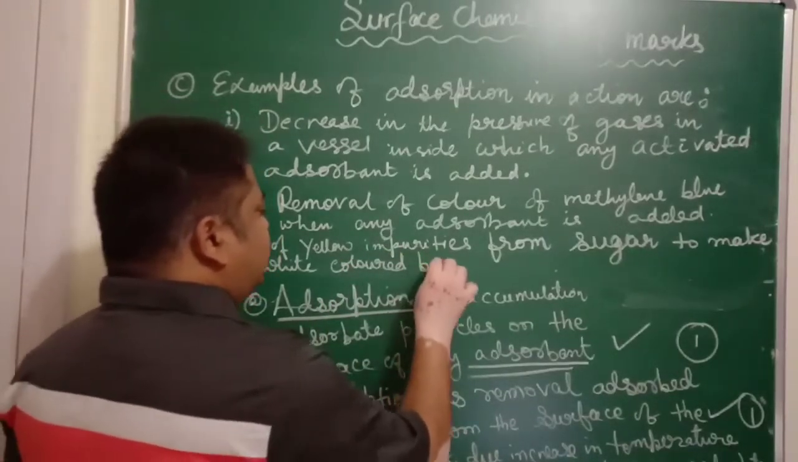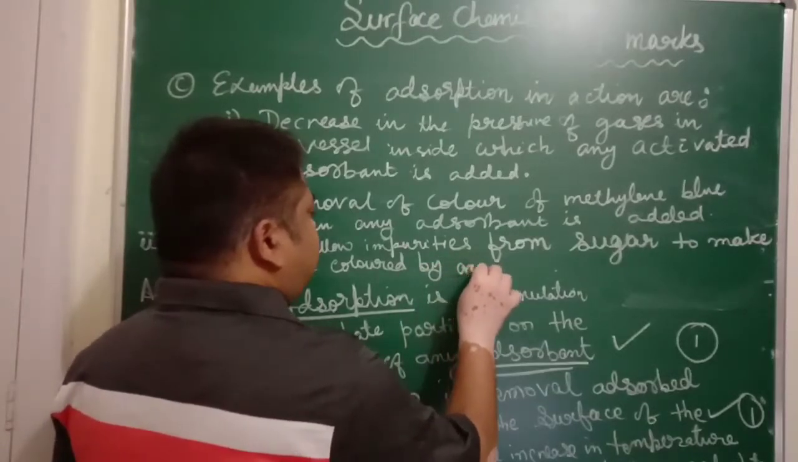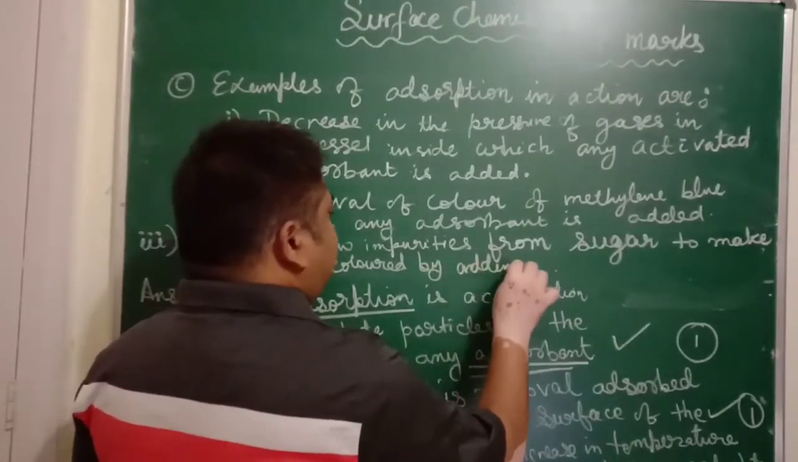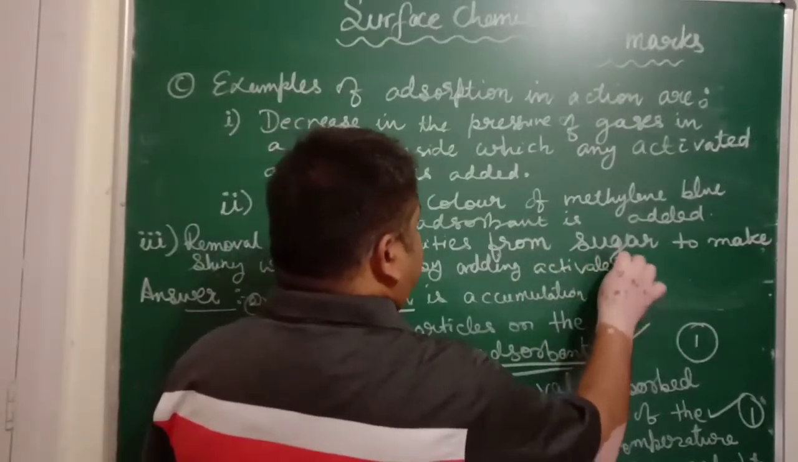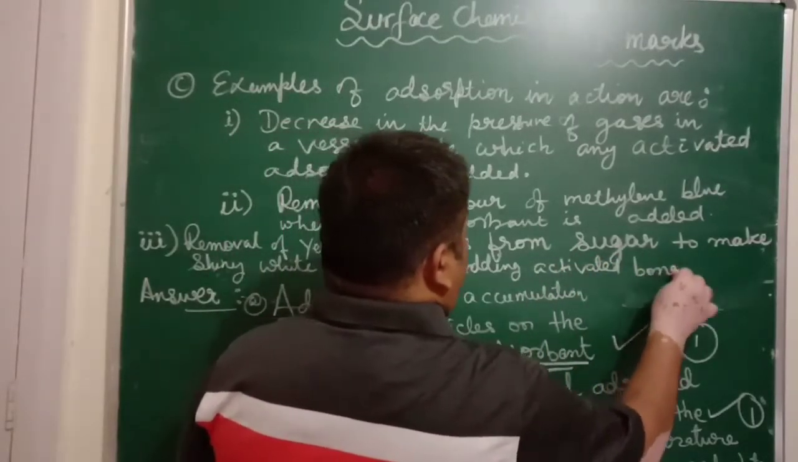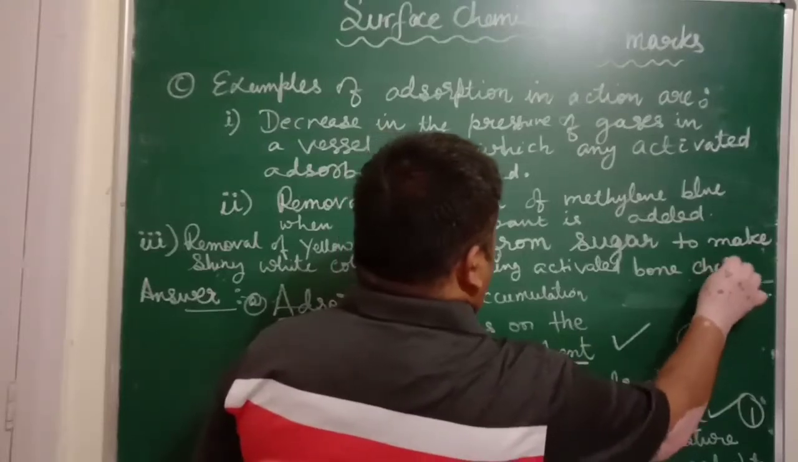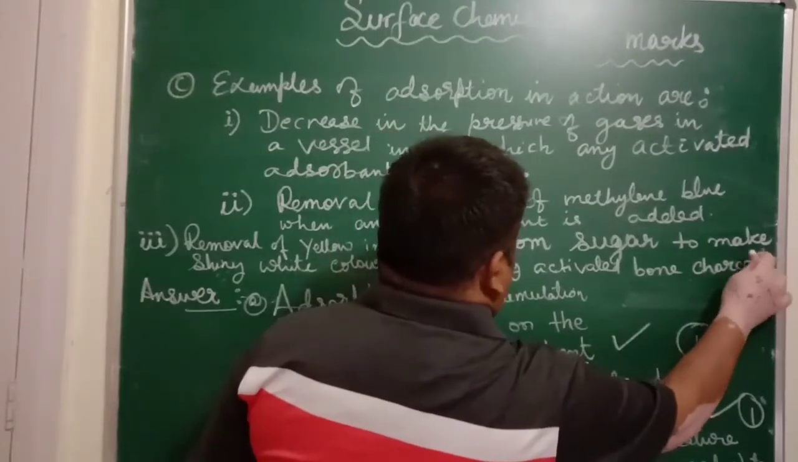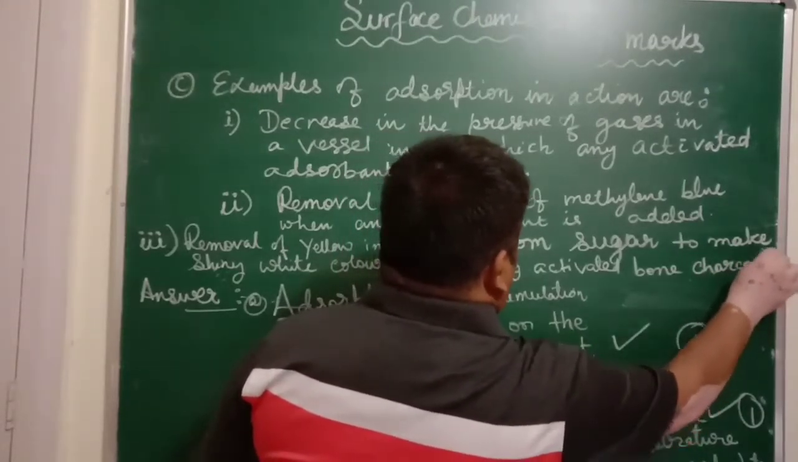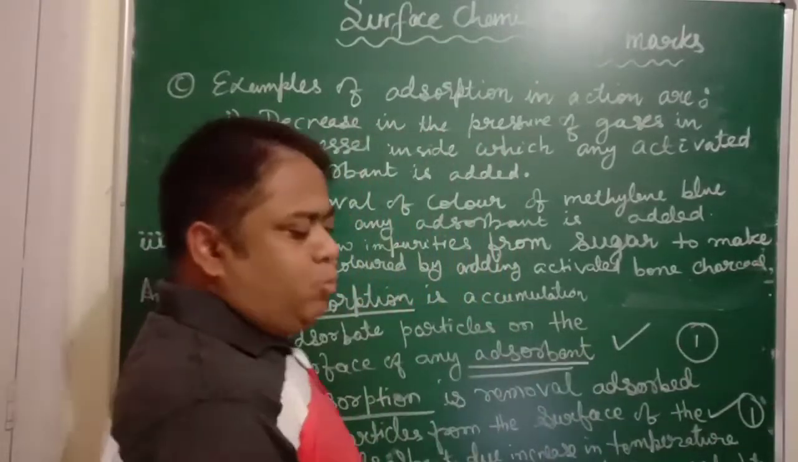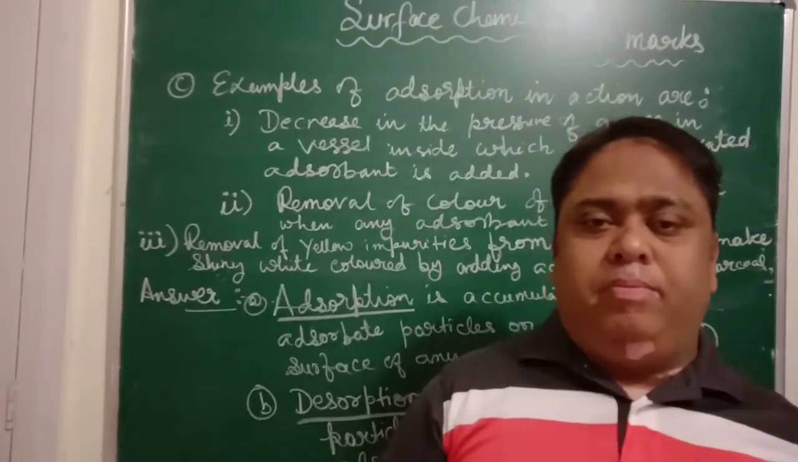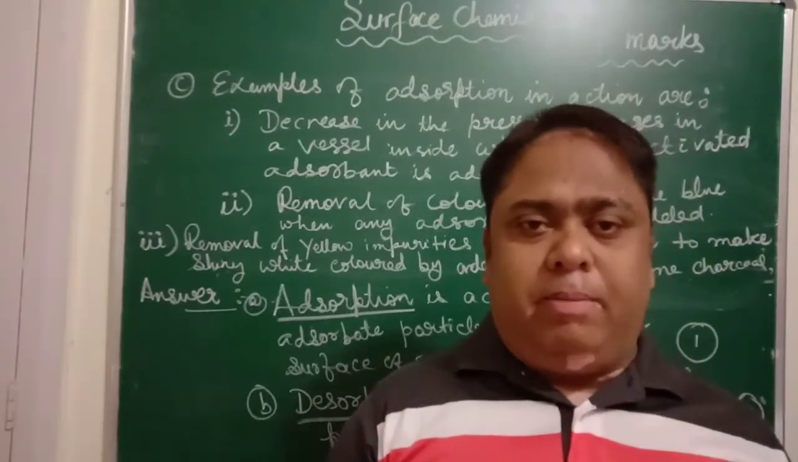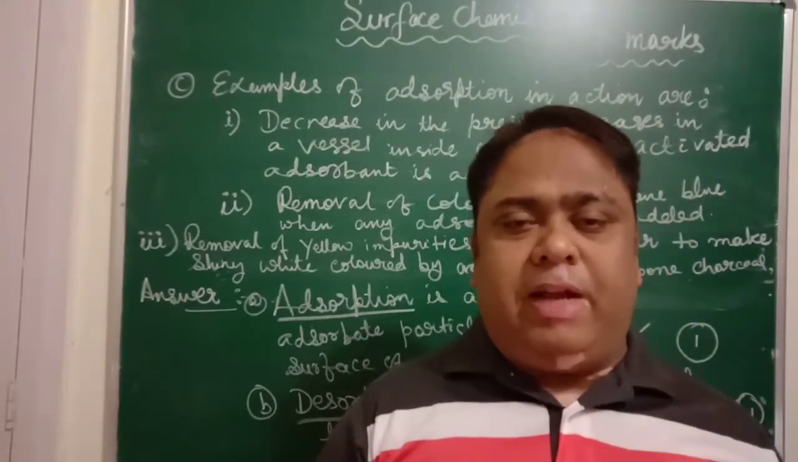By adding activated bone charcoal. What is bone charcoal? When animal bones are made to undergo incomplete combustion, or are heated, then what happens?